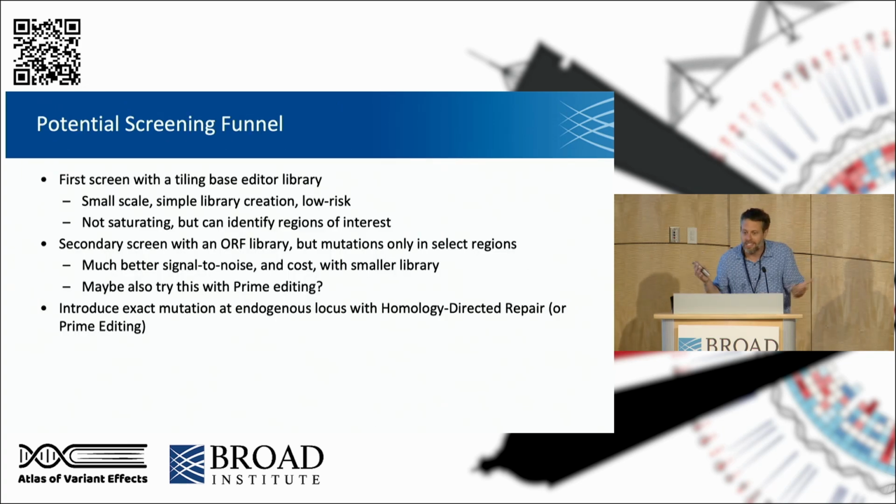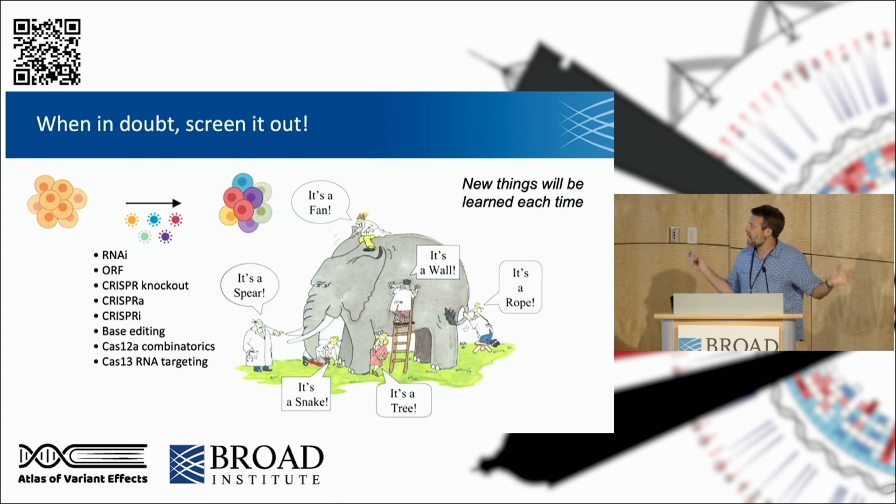So what I would suggest, as a potential screening campaign, is to start with a tiling base editor screen. They're small scale, easy to do, and very low risk, and you can find regions of interest in the protein you're interested in or your regulatory element. Then follow up with either an open reading frame library or maybe a prime editing screen. Those are starting to maybe have enough signal to be generally useful. And then, of course, if you really want to know what's going on, then introducing the exact mutation at the endogenous locus with HDR or prime editing is the way to really nail it. So, when in doubt, screen it out.